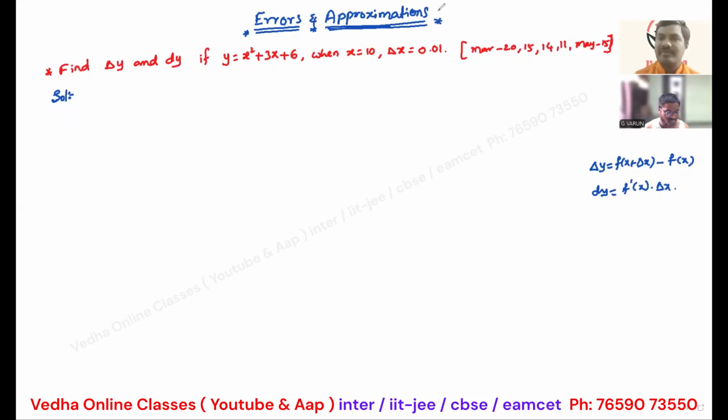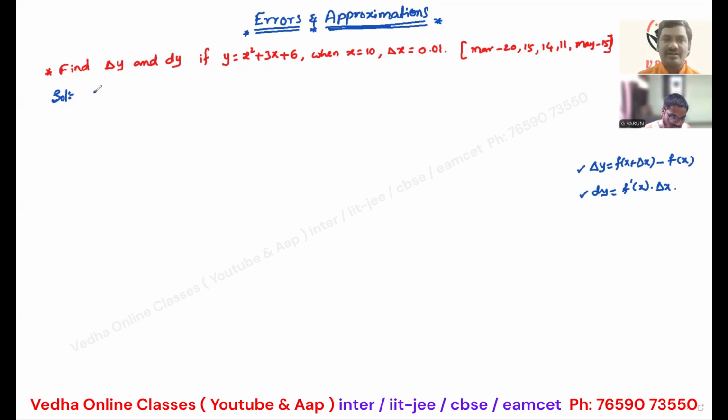From errors and approximations, we are going to get one compulsory VSAQ. Find delta y and dy if y is equal to x square plus 3x plus 6 when x is equal to 10 and delta x is equal to 0.01. The compulsory formulas are delta y and dy. Delta y is equal to f of x plus delta x minus f of x, and dy is equal to f dash of x into delta x. We have to find these two by using these two formulas.